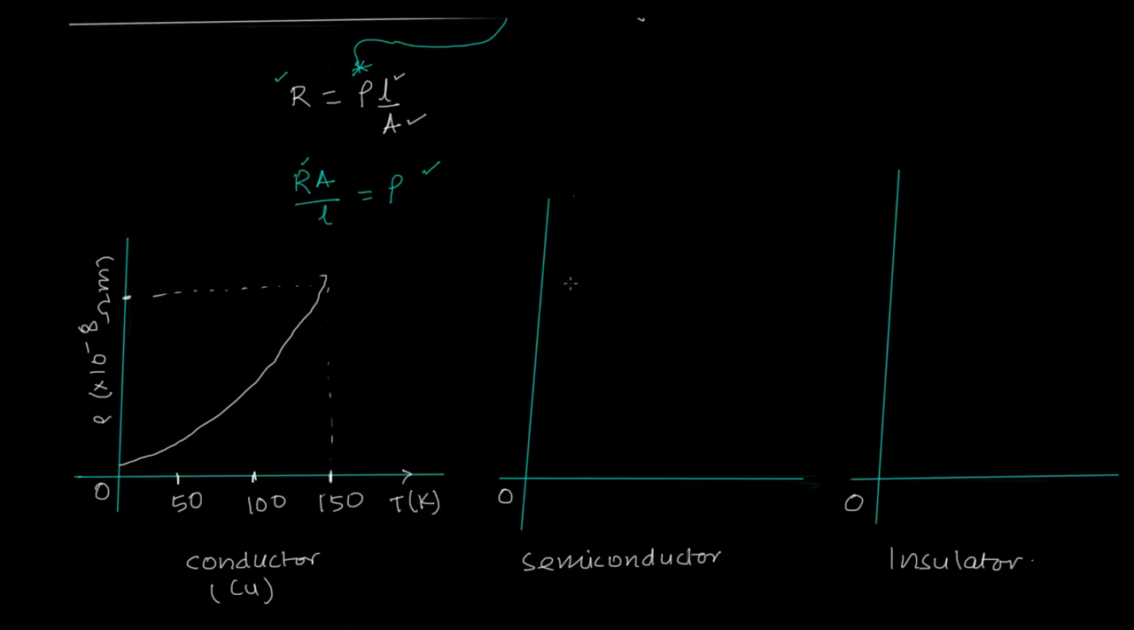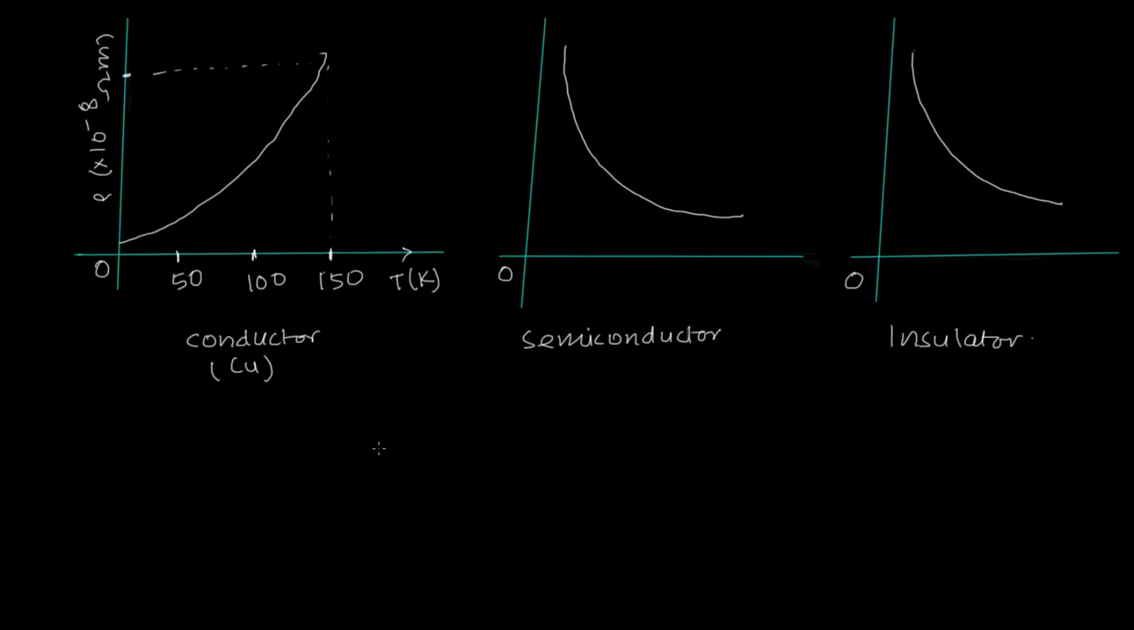Now, for a semiconductor as well as an insulator, it drops like that. And that's pretty shocking. For alloys like nichrome, if I'm talking about an alloy called nichrome, it's almost a straight line. There's a linear movement, and there is something that you'll marvel at.